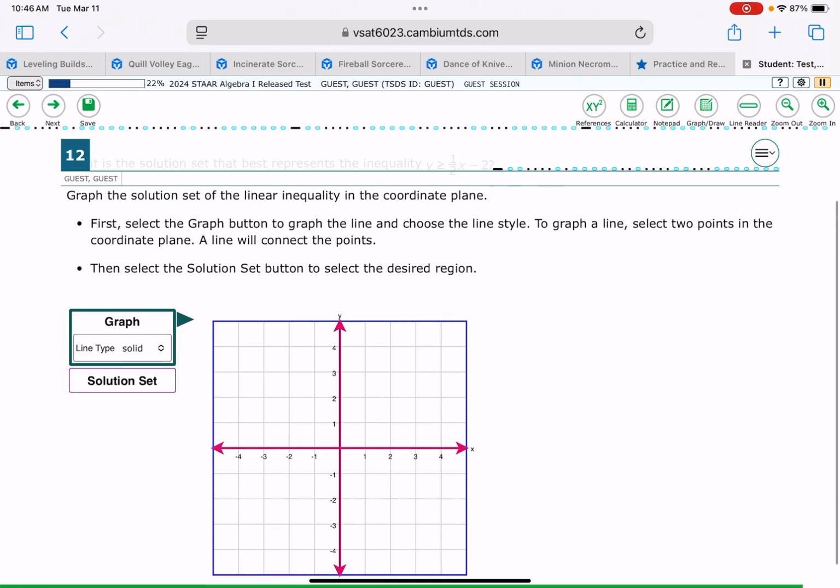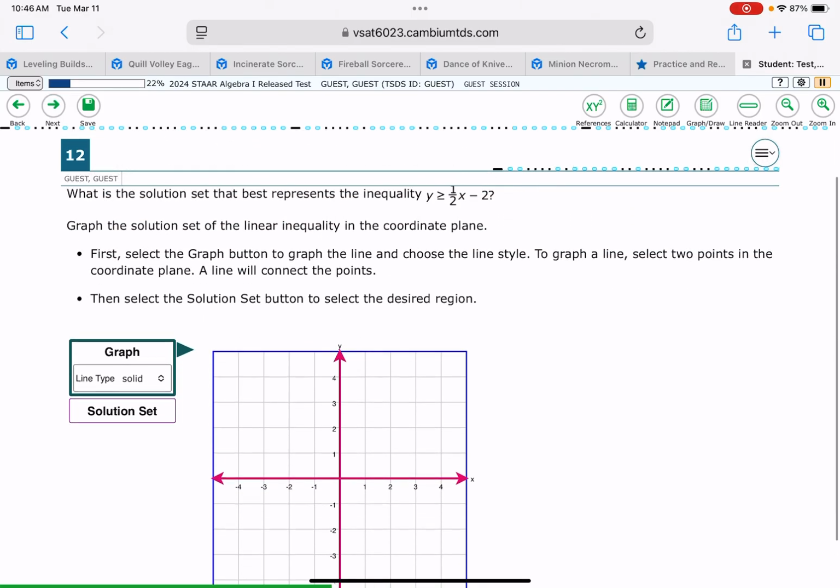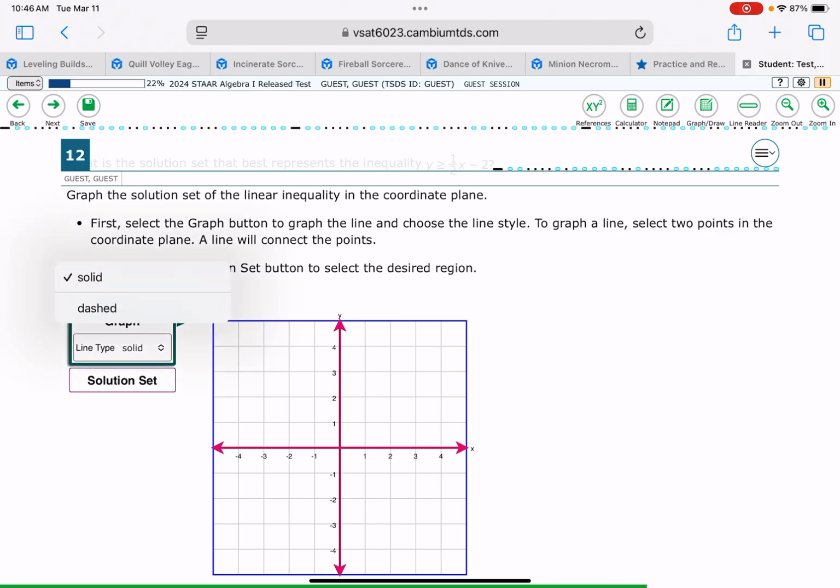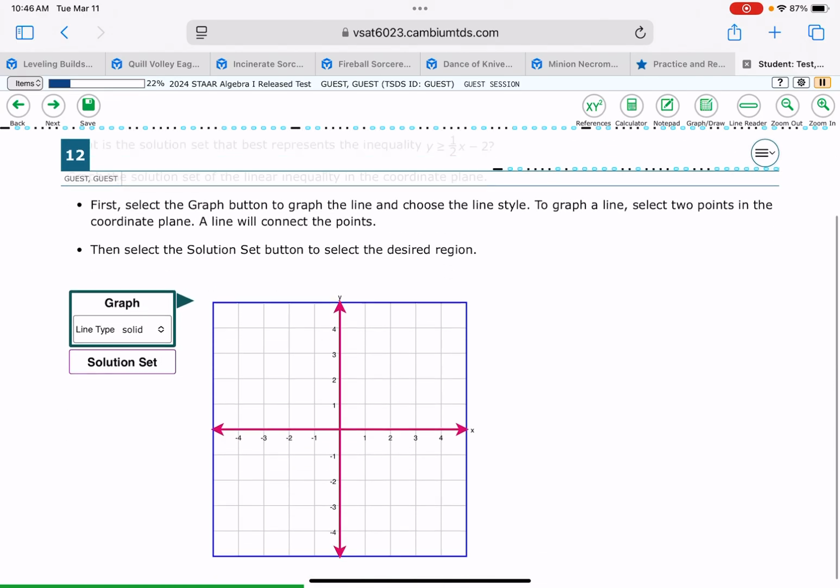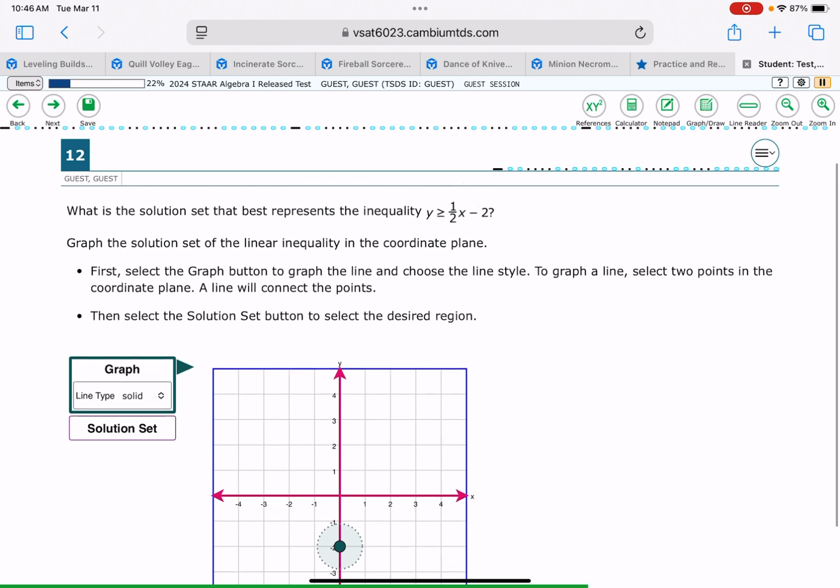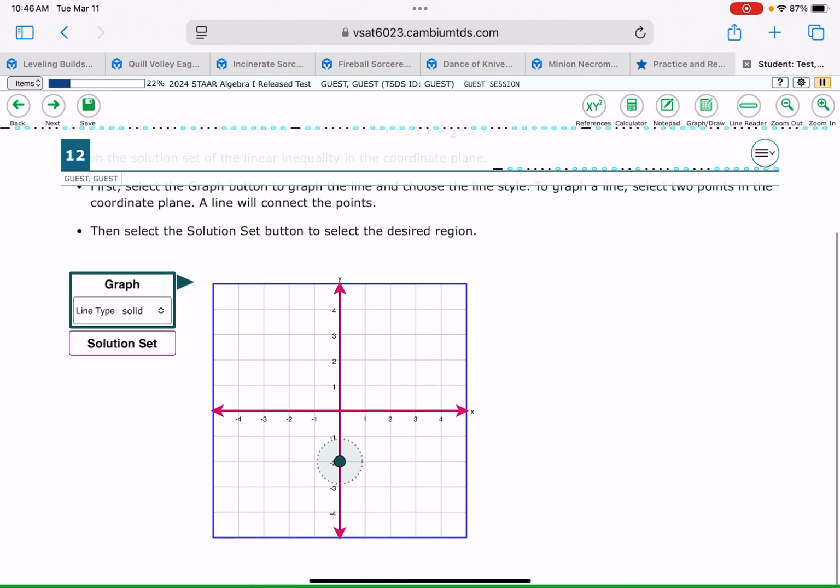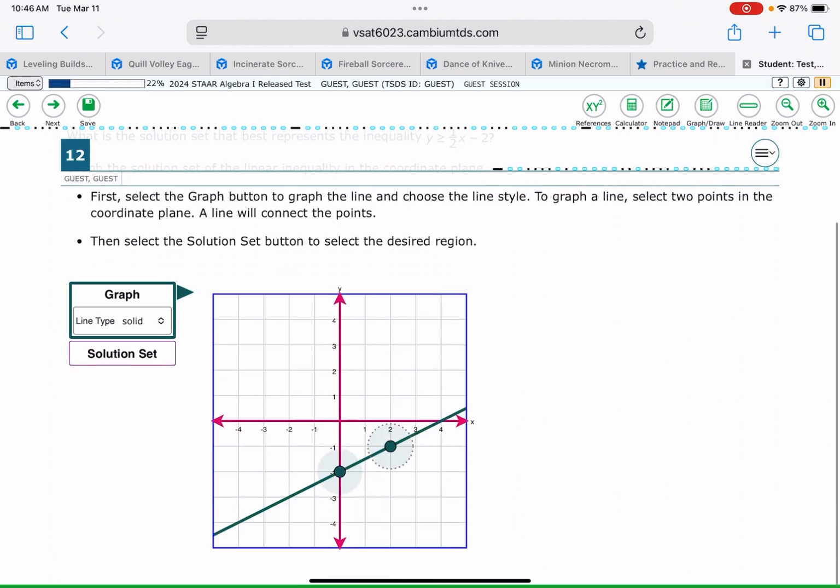All right, there's no calculations in this one. It's already in slope-intercept form for me, so I'm going to go ahead and graph it. I have a y-intercept of -2, and I have a positive 1/2 slope, so that means up 1, and then I'm going to go right 2.